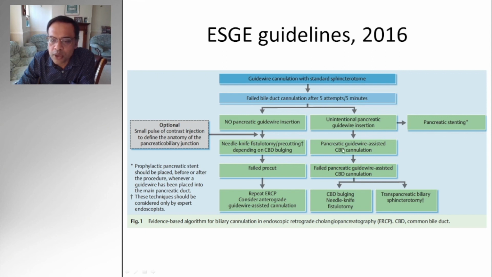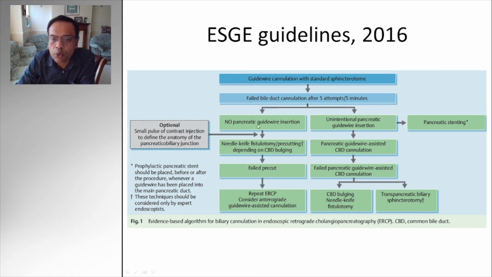We should first of all try to achieve biliary cannulation using pancreatic guidewire assisted techniques, either the single wire technique or the double wire technique. If this fails, then the options include fistulotomy or transpancreatic biliary sphincterotomy. A fistulotomy is favoured if the lower common bile duct is bulging, whilst a transpancreatic biliary sphincterotomy is favoured if it is not bulging and if the papilla is small and flat.